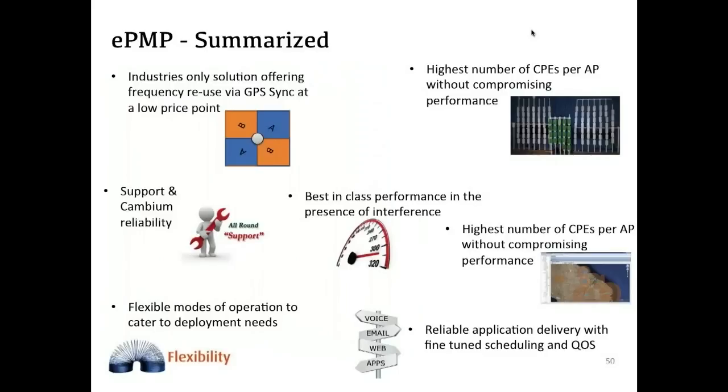Lots of tools. You have Link Planner and all these other good tools to use. Then you have application-specific tune-up. The MAC and the software, the scheduling, all of that is tuned for different applications. Different modes of operation with flexibility. And then last but not least, Cambium support.